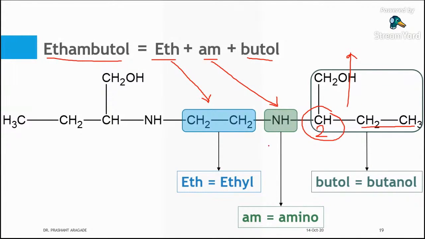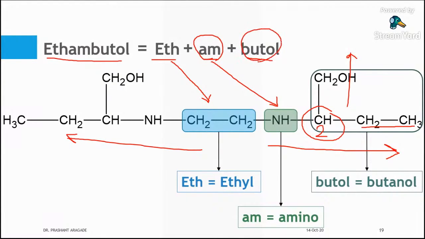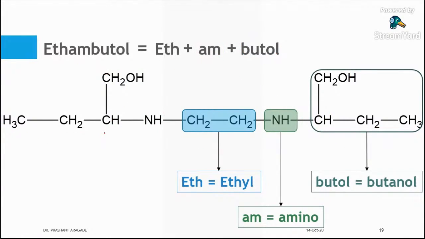Whatever you have drawn on one side of CH2 CH2, or ethyl, you have to draw the same on the other side, the left side. So both sides should be equal. So the center portion is what? Ethyl, and ethyl has two identical, symmetrical sides. दोन्ही बाजू त्याच्या सारख्या आहे. मग एका बाजूला काय आहे? AM म्हणजे अमायनो, ब्युटॉल म्हणजे ब्युटेनॉल, आणि दुसऱ्या बाजूला पण अमायनो आणि ब्युटेनॉल. So this is very easy to remember, the structure of ethambutol.